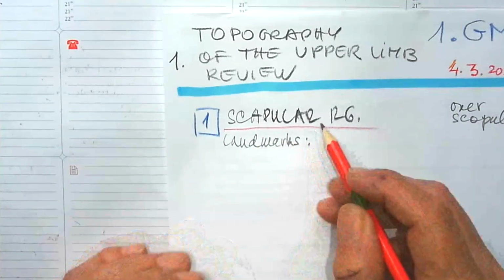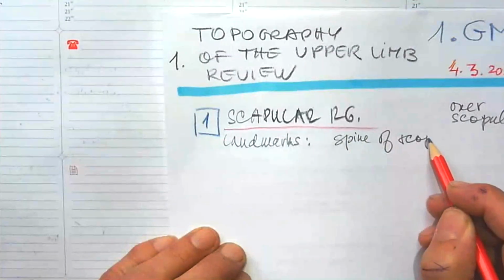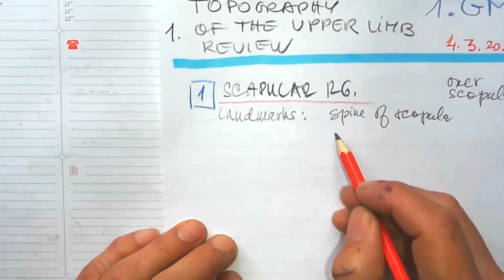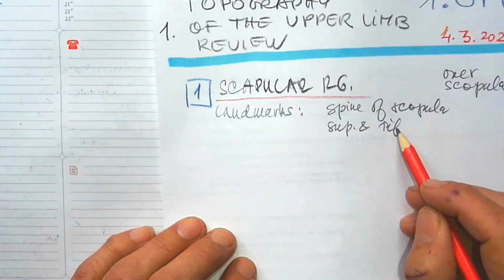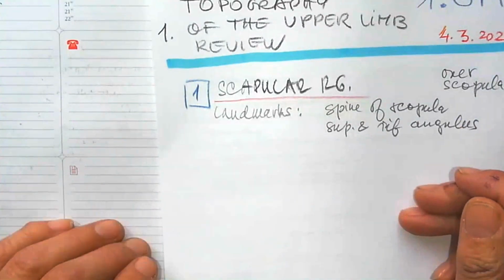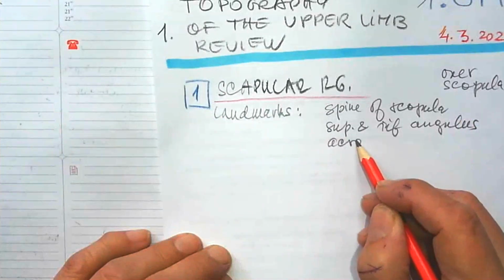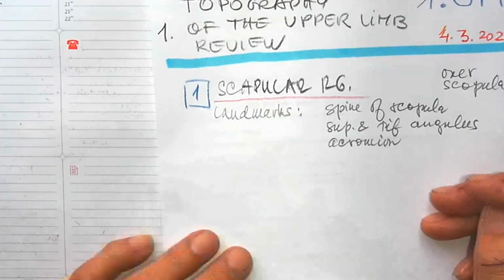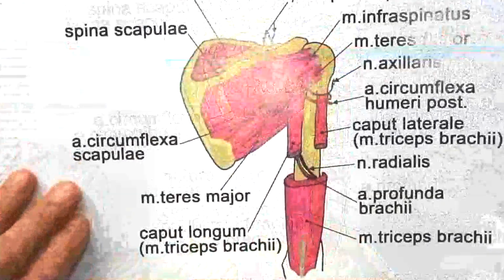Number one, what we can palpate is definitely the spine of scapula dorsally, which is palpable in its whole extent. Then the superior and also inferior angulus, more superior, less inferior, because it's more covered by the muscles. Then also the acromion, the most lateral structure found on the scapula. Concerning the structures found in the region, we would start with the first.